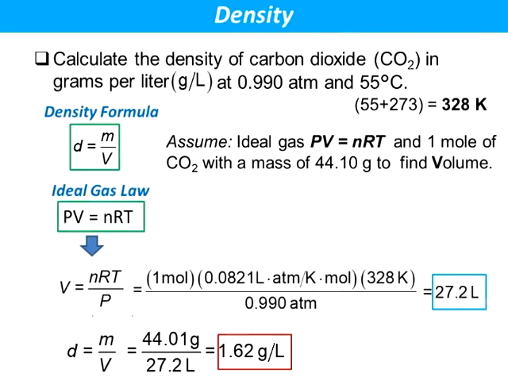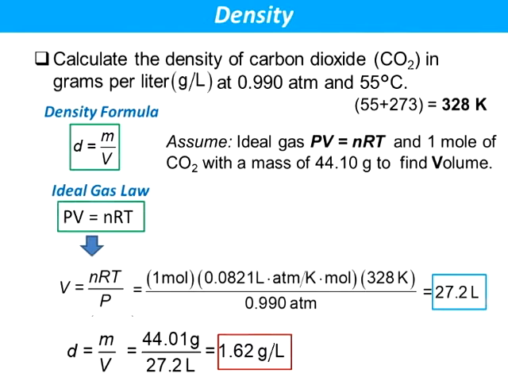So we would rearrange the ideal gas equation, and we would have V equals nRT over P. We would then look at our problem, and we would put in all the values from our problem. We would match our universal gas constant, R, to the proper units. We've also converted our temperature to Kelvin. Therefore, we calculate the values in this problem and we obtain 27.2 liters.